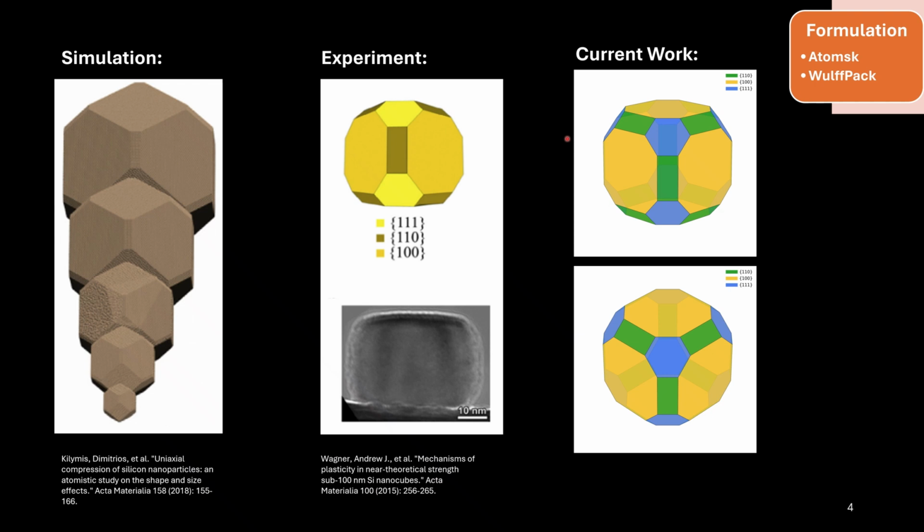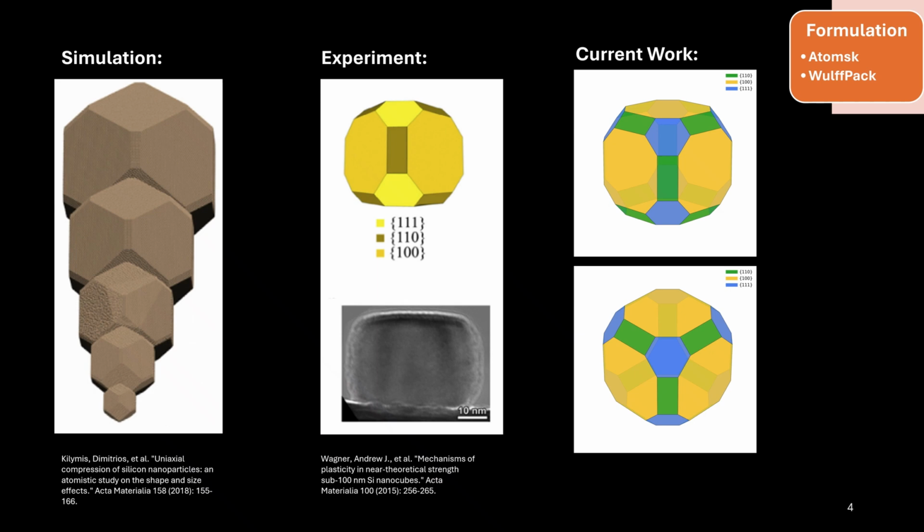So there are key differences between the experimental paper and simulation paper. For example, this 110 plane right here on the edges is not captured in the simulation paper, and we successfully managed to capture it, and this shows that our shape more closely matches the experimental shape, giving us confidence in using it as the base for our simulations.